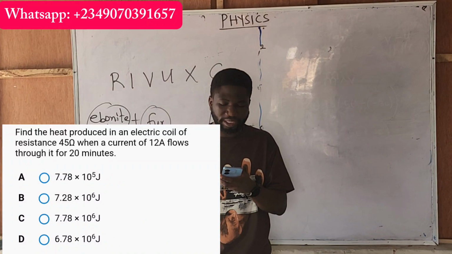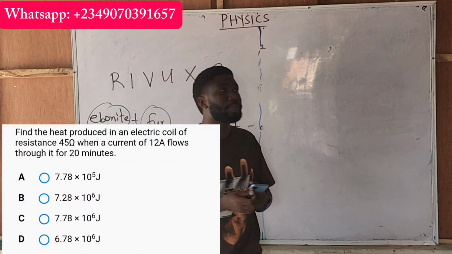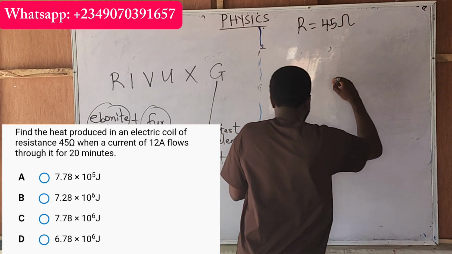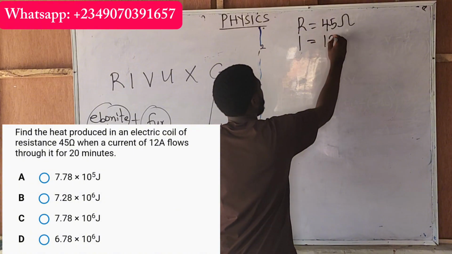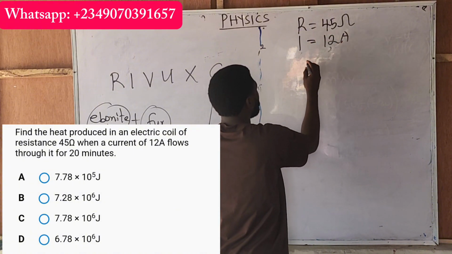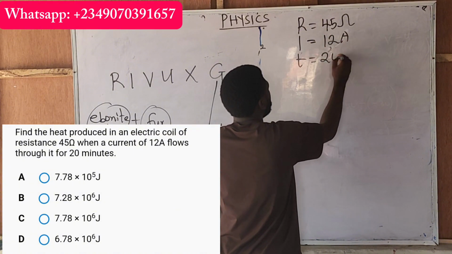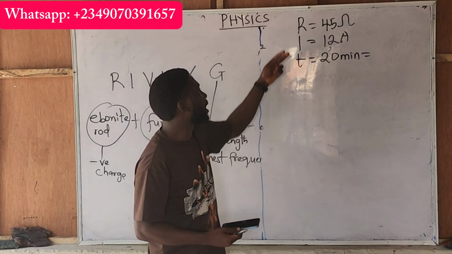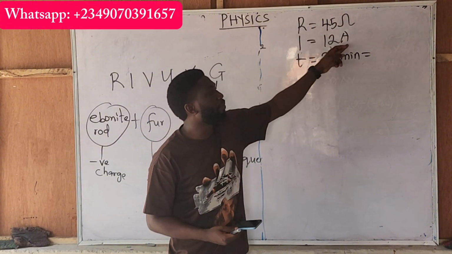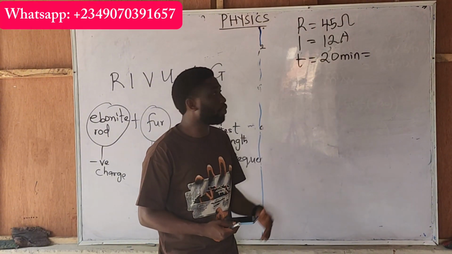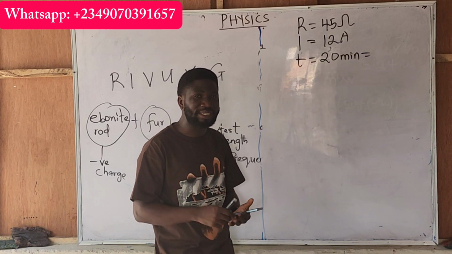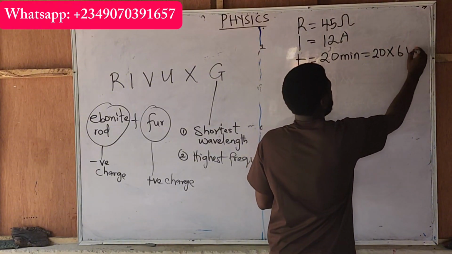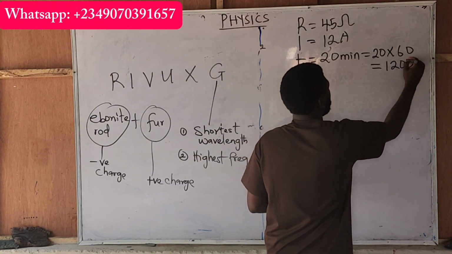Find the heat produced in an electric coil of resistance 45 ohms. So the resistance then is 45 ohms, when a current of 12 ampere flows through it for 20 minutes. Time is 20 minutes. Checking the parameters here, we have the resistance in ohms, the current in ampere, then the time in minutes. So we need to change this minutes to seconds. That's the SI unit of time, and that will give us 20 multiplied by 60, and that is 1200 seconds.